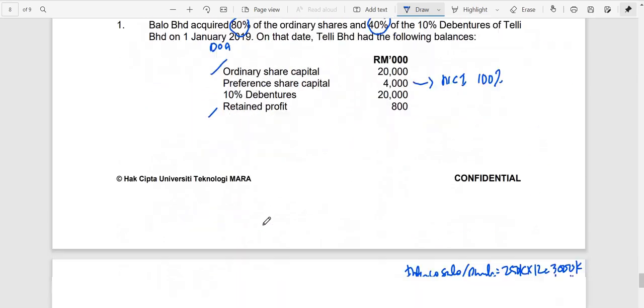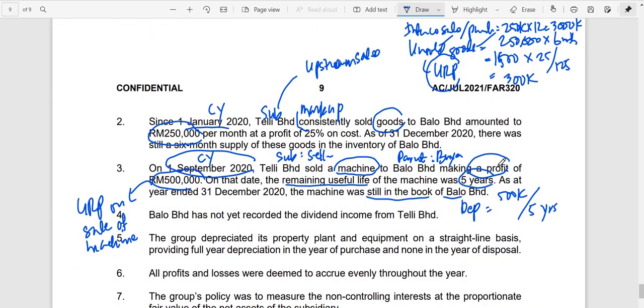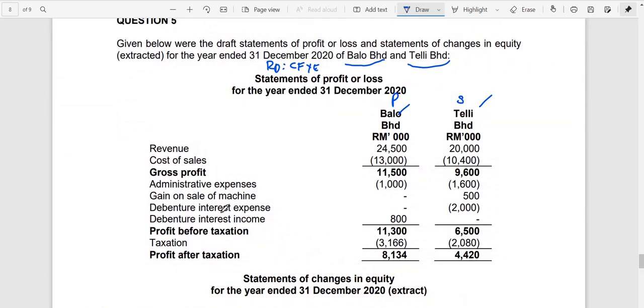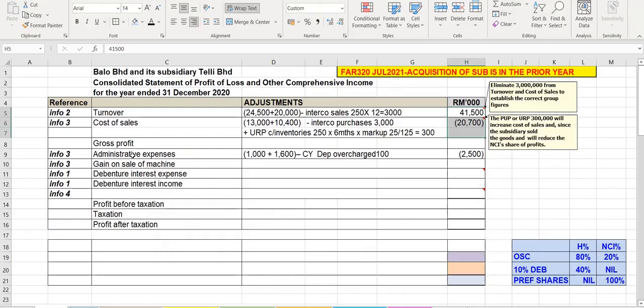Earlier on, you were informed in information number 3 that the gain on sale of machine was 500,000 that was included in the books, in the record of Tally. So that was actually in the record of Tally here. So this figure here is actually an intra-group transaction, and this must be removed. So when you do the consolidation or the group accounts here, the gain on sale of machine must now be removed. You need to remove by taking 500, which is the one that was given in Tally's record, and you need to remove the intercompany unrealized profit on machine that was 500.